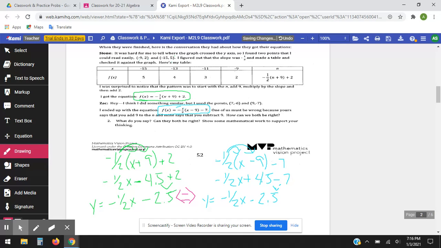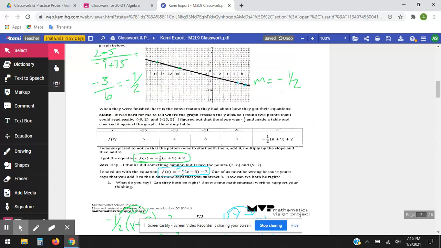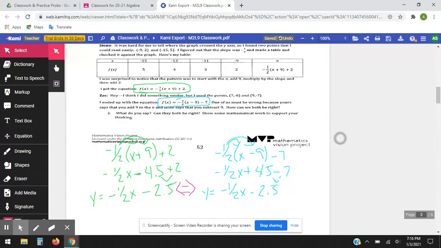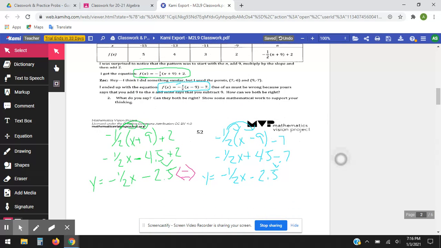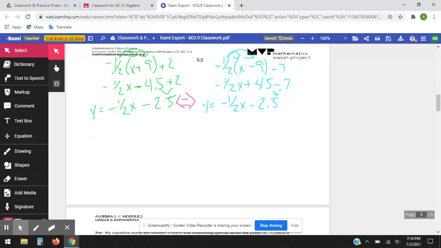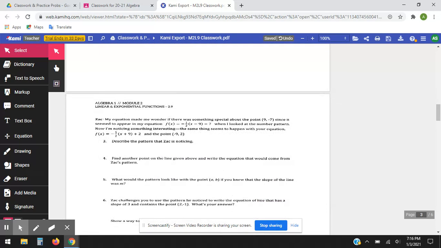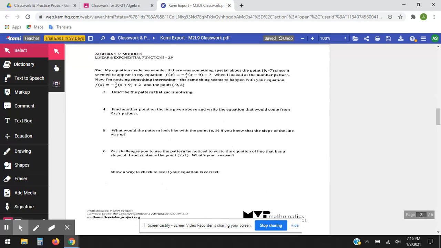So mathematically, we proved that they simplify to a slope of -1/2 and a y-intercept of -2.5, which is probably about accurate according to that. So if we put it into y equals mx plus b form, okay, so they are both correct. So Zach said, my equation made me wonder if there was something special about the point 9, -7, since it seemed to appear in my equation.